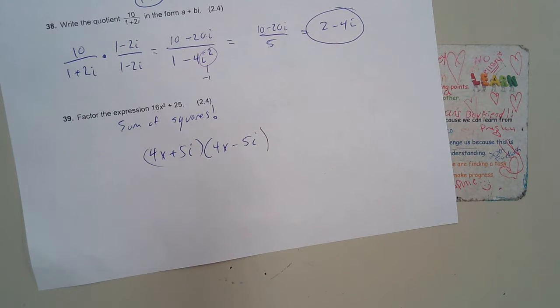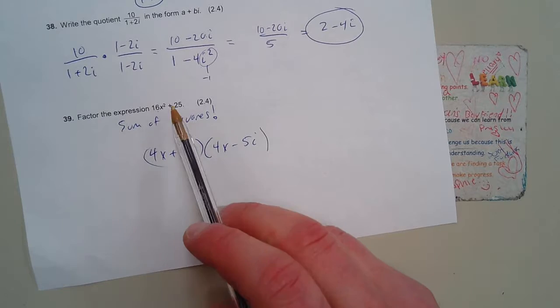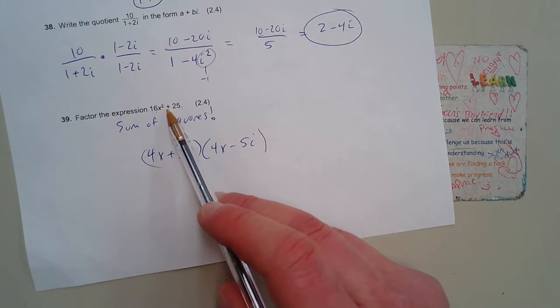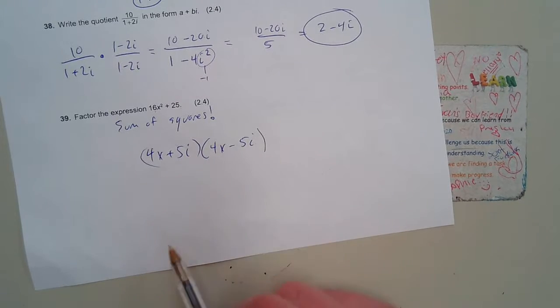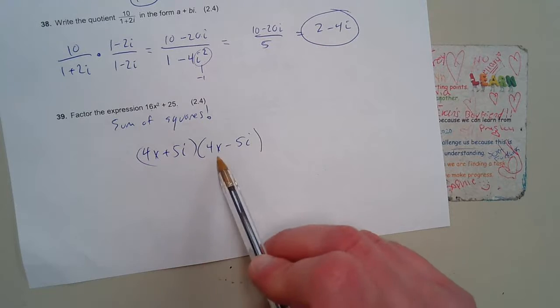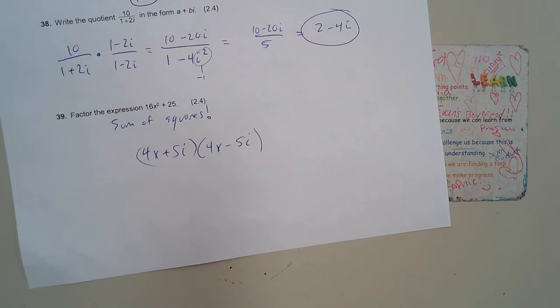In the warm-up on Friday, we talked about this exact scenario, that anytime you're adding 2 squares, you're going to get imaginary factors. If this was a minus, it'd be the same thing. There just wouldn't be i's. So if this was 16x squared minus 25, this would be 4x plus 5 and 4x minus 5. So if you remember your sum and difference of squares problems, they are the easiest ones to factor because they just have a nice little rule you can follow.